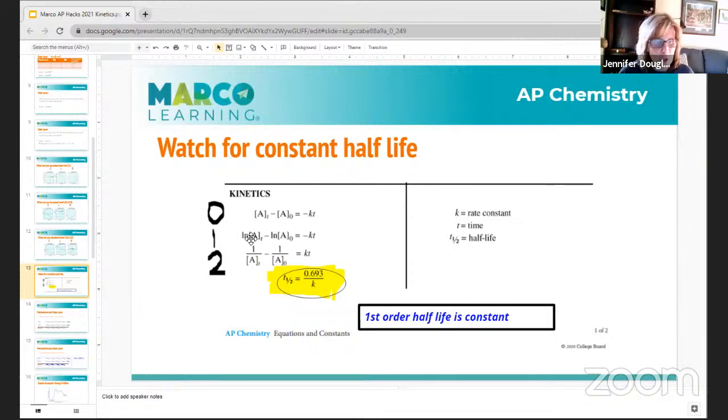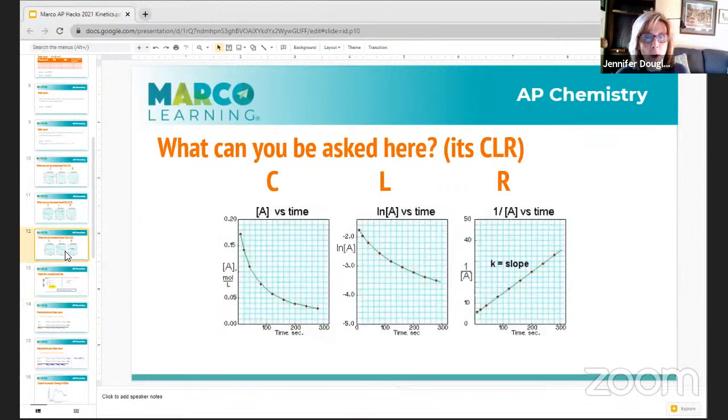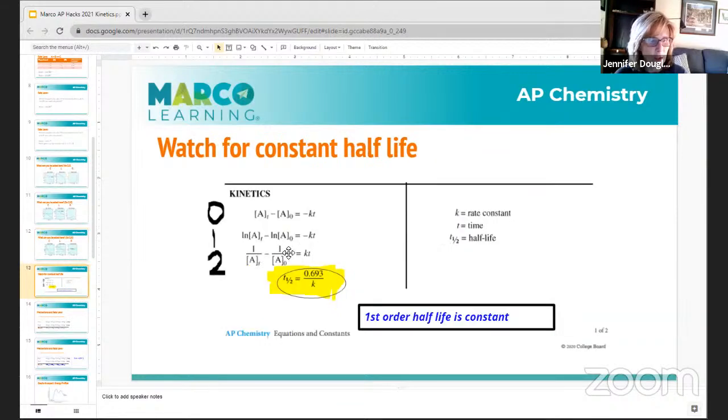Just rearranged. The first order one is the natural log, and the second order one is the reciprocal. So if they ask you, instead of saying what order it is, to write the rate law for this thing, then you would just flip to your formula sheet, thinking, I'm looking for the one that's a reciprocal, because that one's a straight line. And there it is. It's the reciprocal one right here.